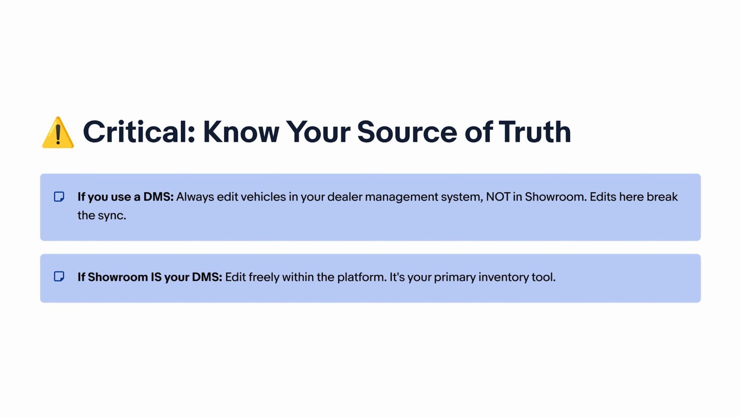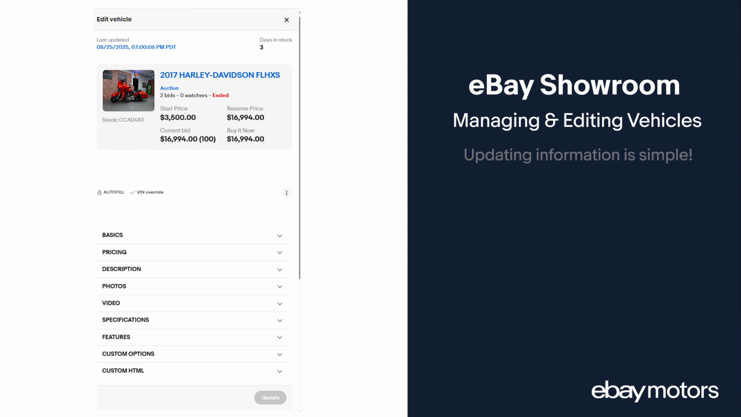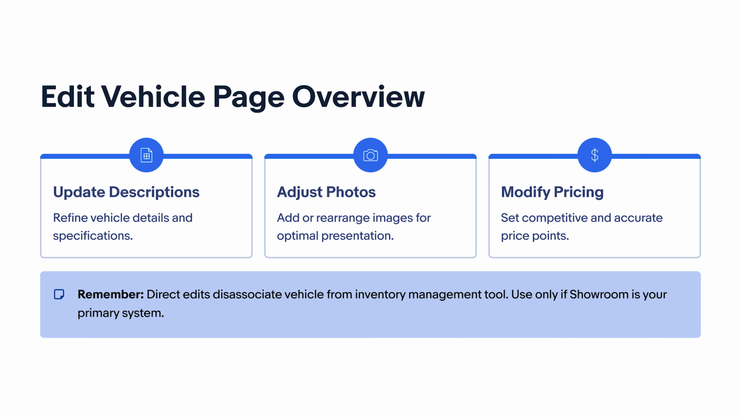That said, some dealers use the showroom itself as their main DMS. In those cases, it's perfectly fine to make edits here. The key is knowing where your source of truth is for inventory and making sure your edits stay consistent across platforms. Once you open the Edit Vehicle page, updating information is simple. Here you can quickly adjust the vehicle description, add photos, or update the pricing.